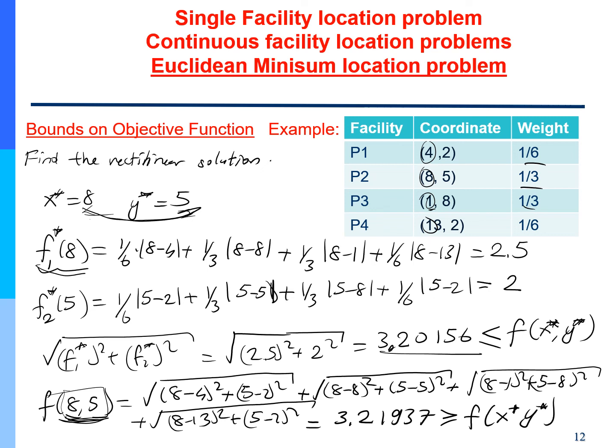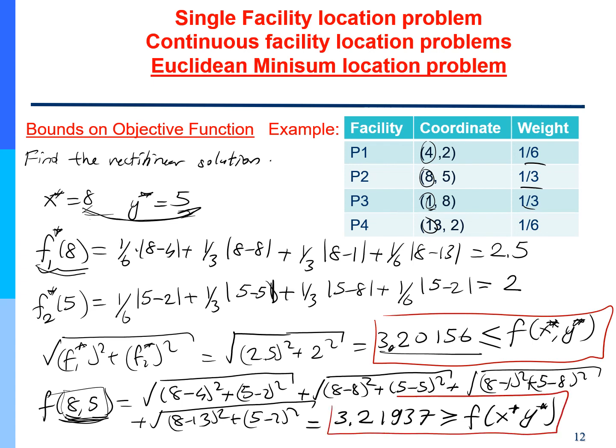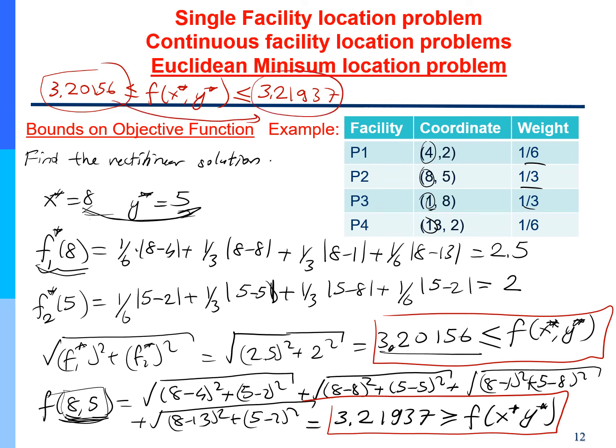Now let's combine these two things. This one and this one, what do we obtain? Let me write it in this empty space. 3.20156 is less than or equal to your optimal Euclidean solution, and it is less than or equal to 3.21937. And look at how close these two values are to each other. They are very close to each other.